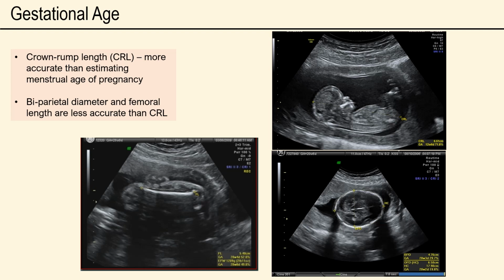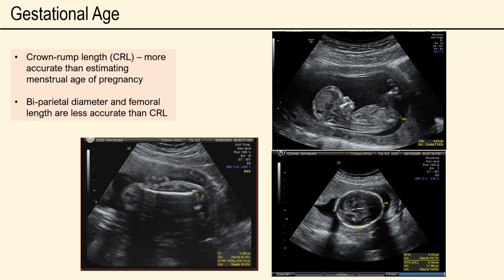The second most accurate way is to measure the femur length of the fetus, and the third most accurate way is to measure the biparietal diameter of the skull. In reality, when the fetus cooperates, all three measurements are taken and input into the computer of the ultrasound machine, which then calculates the gestational age in weeks and days, allowing for an estimated due date to also be calculated.